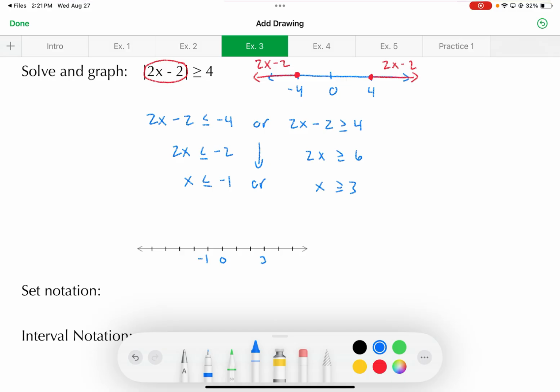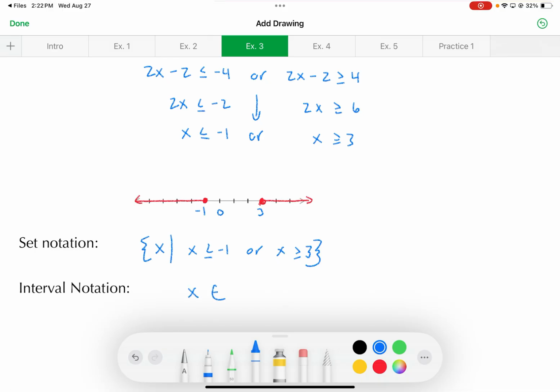And this should be a typical or statement when you graph it. Less than or equal to negative 1, greater than or equal to 3 for your final solution. And of course, here's your interval, negative infinity to negative 1 inclusive, union 3 inclusive to infinity.